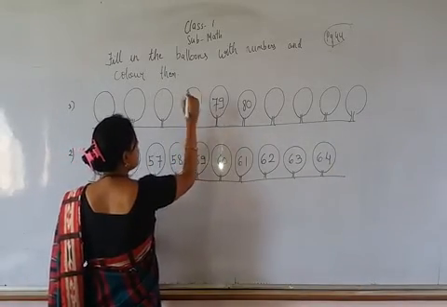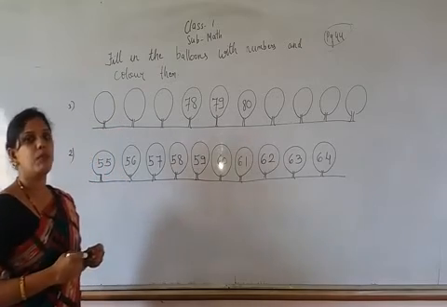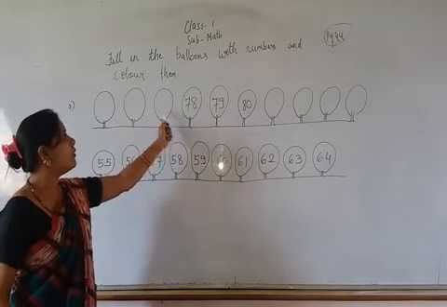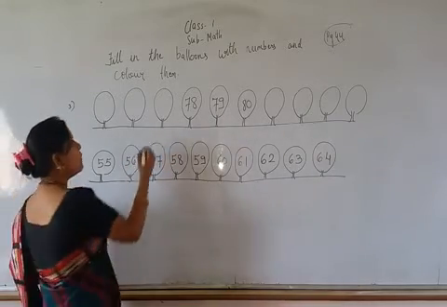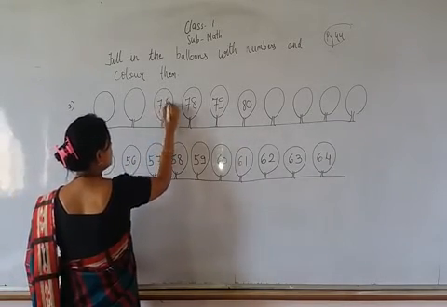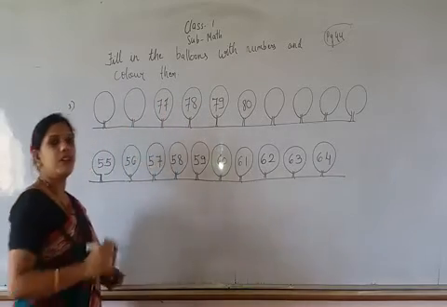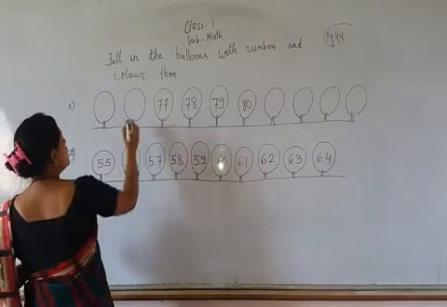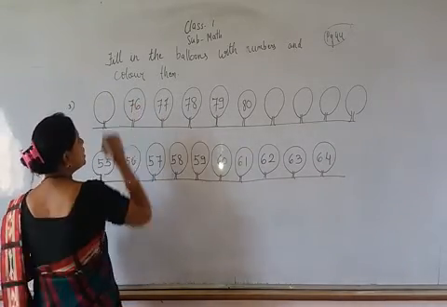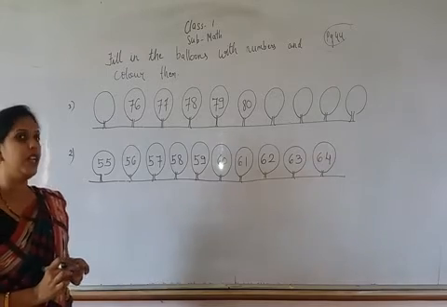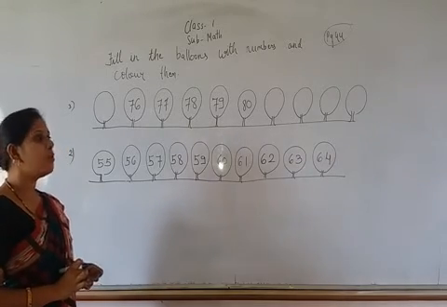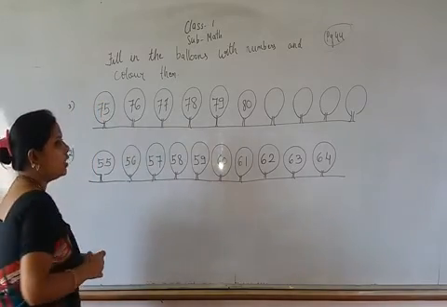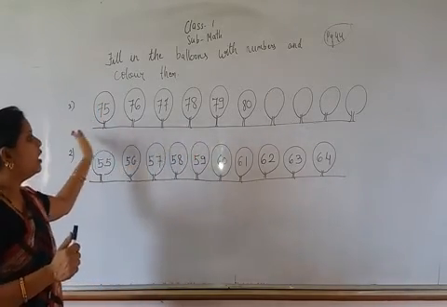78. The number that comes before 79 is 78. Now which number will come before 78? 77. Now the number that comes before 77 is 76. Which number will come before 76? 75. So in these balloons we have written the before numbers.